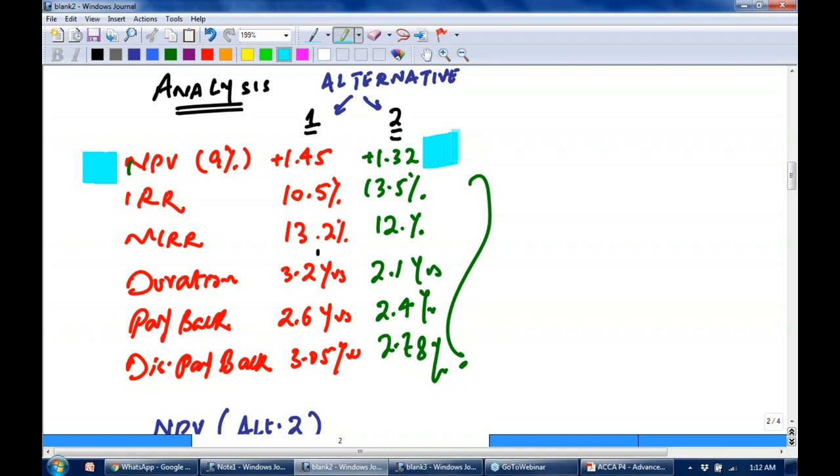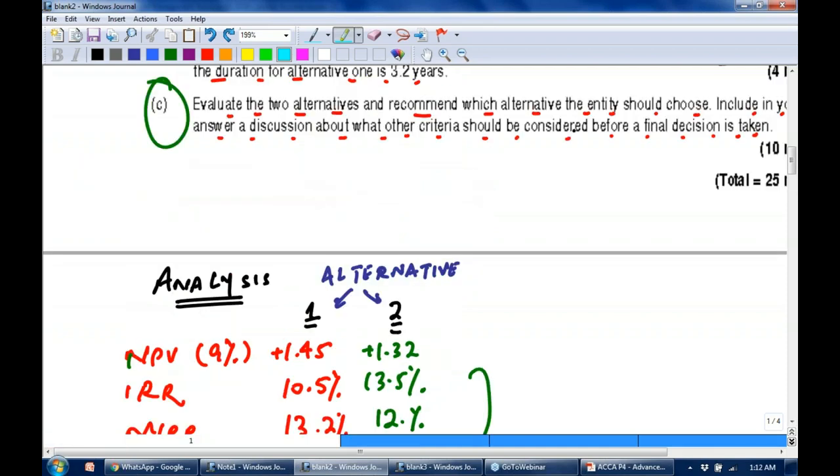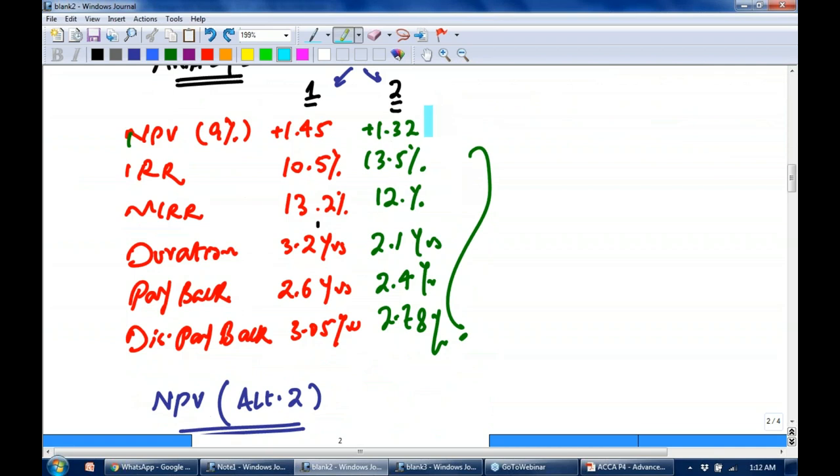If alternative one has a higher NPV, then we should proceed with that. Normally NPV and IRR decision making should be similar. But here IRR decision making is not similar to NPV, because IRR prefers the higher IRR, which is alternative 2. With respect to NPV, alternative 1 is acceptable, but IRR says higher IRR is alternative 2. So this is a conflict between NPV and IRR.